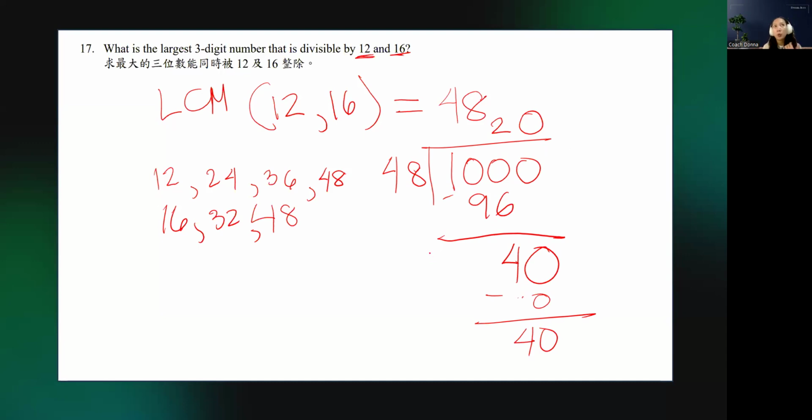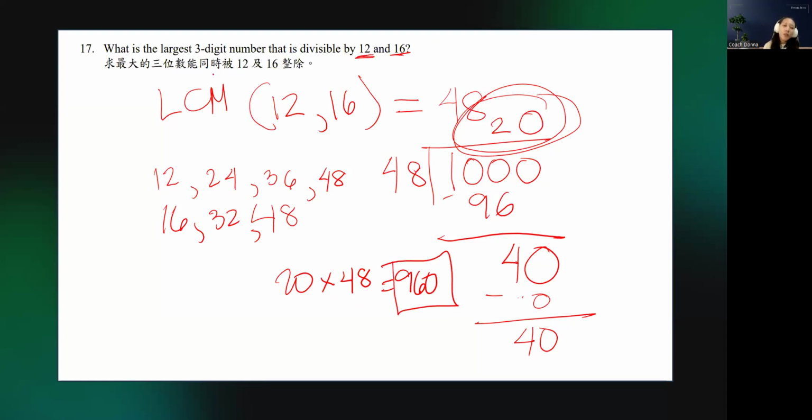But what we want here for problems like this is the whole number part. So that means the largest three-digit number that is both divisible by 12 and 16 is 20 multiplied by 48. And 20 multiplied by 48 would be 960. Okay, so that is our answer. If you were asked for the largest four-digit number, then you'll have to say 10,000 divided by the LCM. All right?